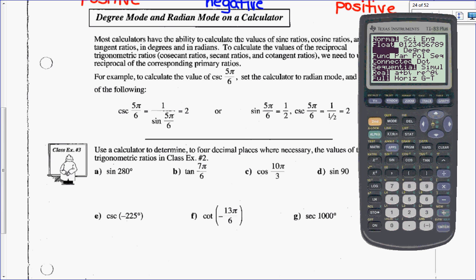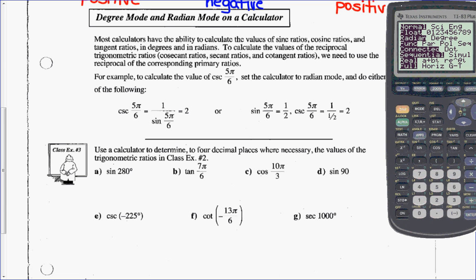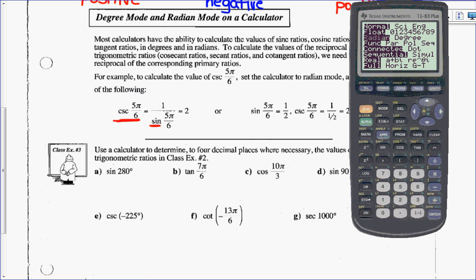Okay, now I'm setting mine for radian mode because I want to show you then how you would calculate the value of cosecant 5 pi over 6. Okay, now I know that cosecant is the inverse operation or the inverse ratio of sine. So cosecant 5 pi over 6 is the same thing as 1 over the sine of 5 pi over 6. And your calculator will actually take that. Okay, so let's try that one together. Make sure you're in radian mode.